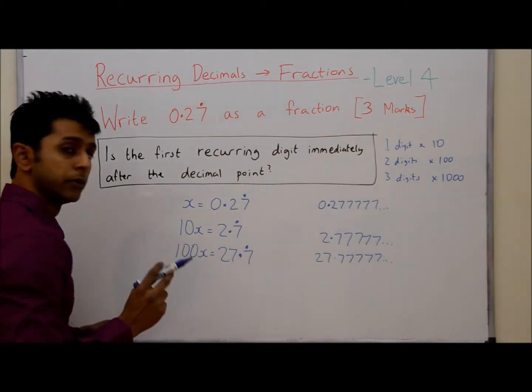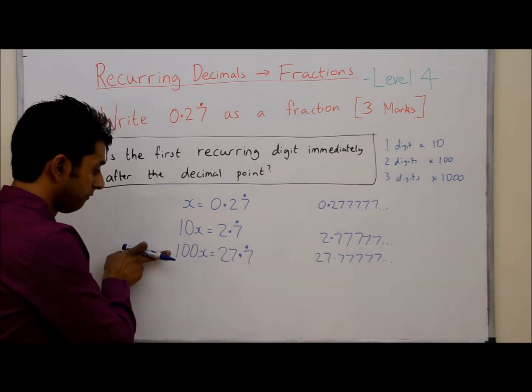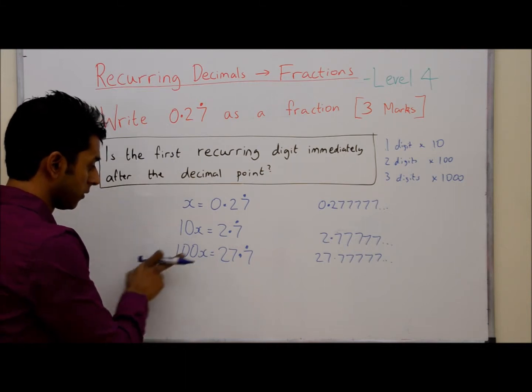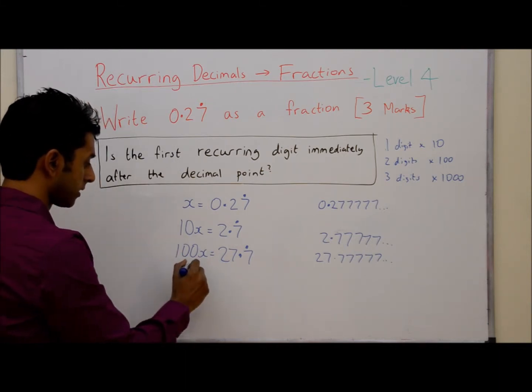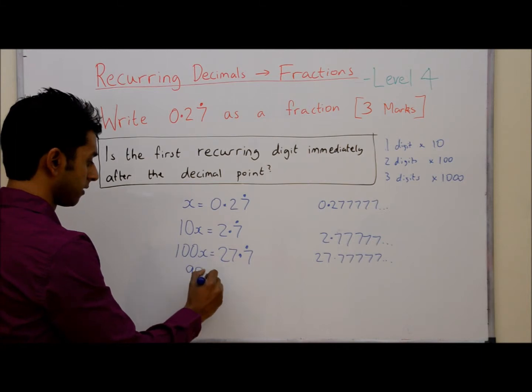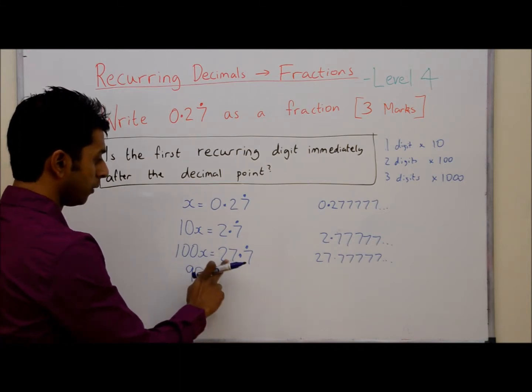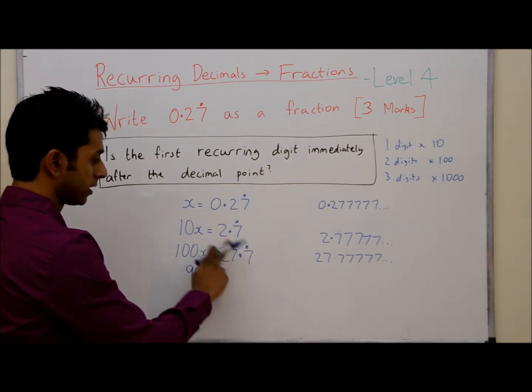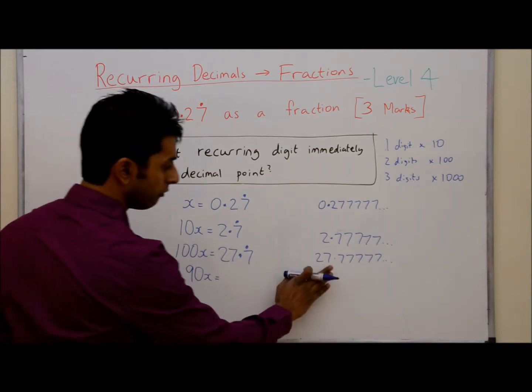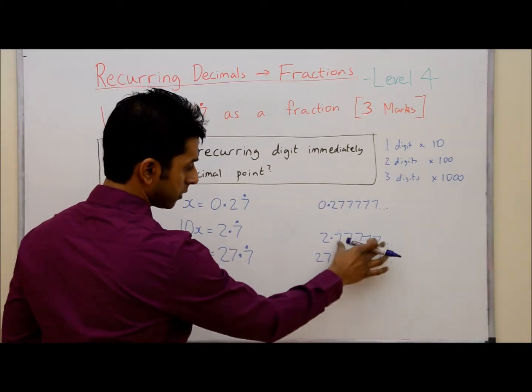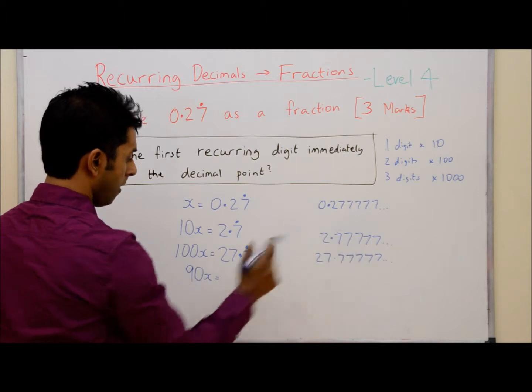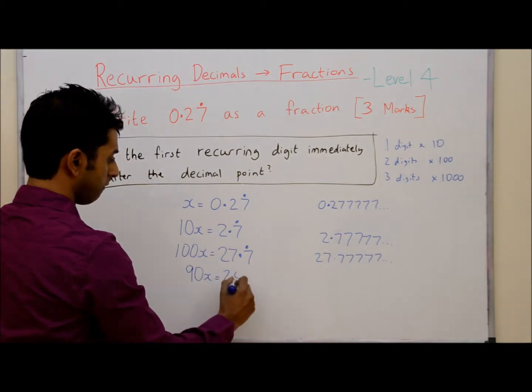So the next thing we do is we subtract. We subtract the final line by the one before it. So it's 100x, take away 10x. That leaves us with 90x. And then we do 27.7 recurring, take away 2.7 recurring. If you prefer, have a look at this. The decimals will just cancel out. You're left with 27 minus 2, which is 25.